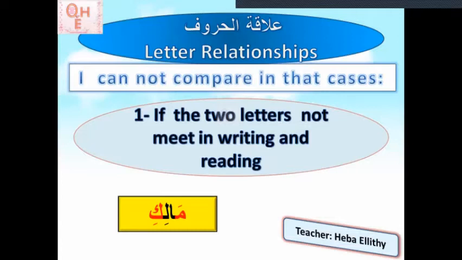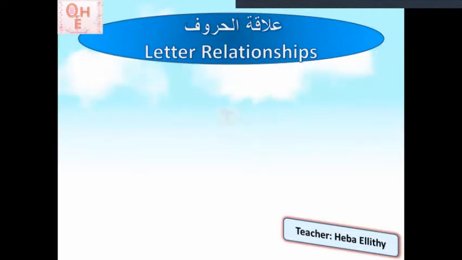So there is a wall between the mim and the kaf, which is alif and lam. Same thing, if I ask you to compare between mim and lam, you can't compare between mim and lam because the alif is a wall between both of them. It's a fasil, it's something that cuts between these two letters. I can't compare. Inshallah, the first case here is clear for you. This means that to compare, the letters have to be in a row, like we said last class. Otherwise, that means we can't compare.